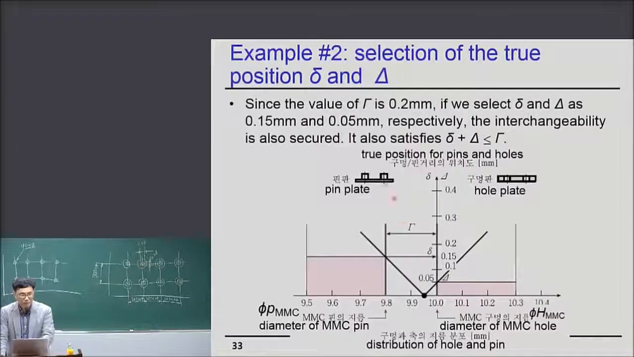And the other case is you can select the true positions, small delta and large delta, which satisfy these relationships. Then you may select the small delta more large. Maybe you can select the small delta 0.15 and large delta as 0.05. Of course, the summation of these two is less than 0.2, so it satisfies the relationships here.